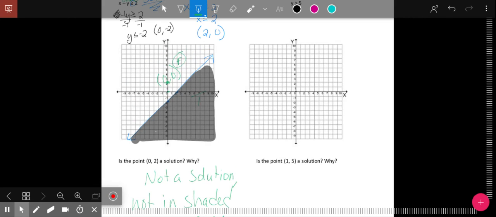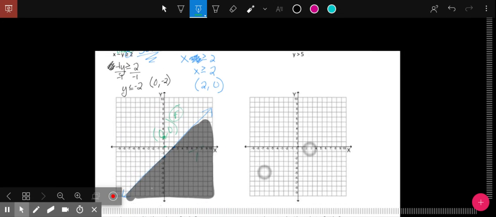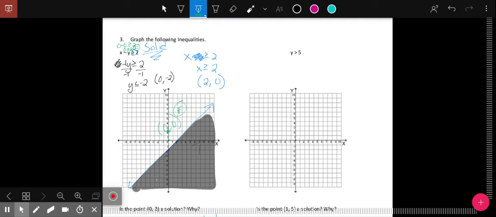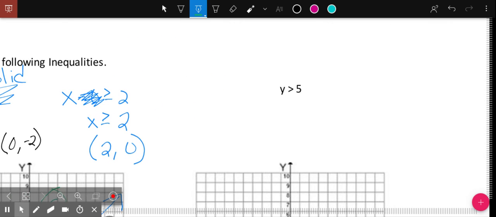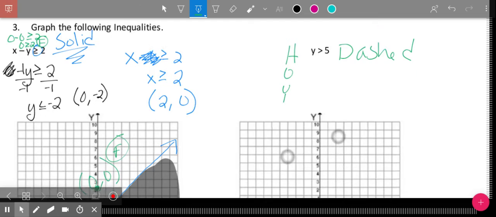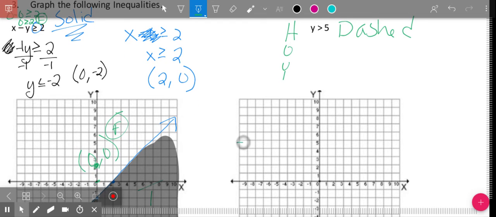All right, last one. Okay, I've got the equation y is greater than 5. That right there is going to be dashed. So I know it's going to be a horizontal line going through 5 on the y-axis. So it's going to be this dashed line right here.